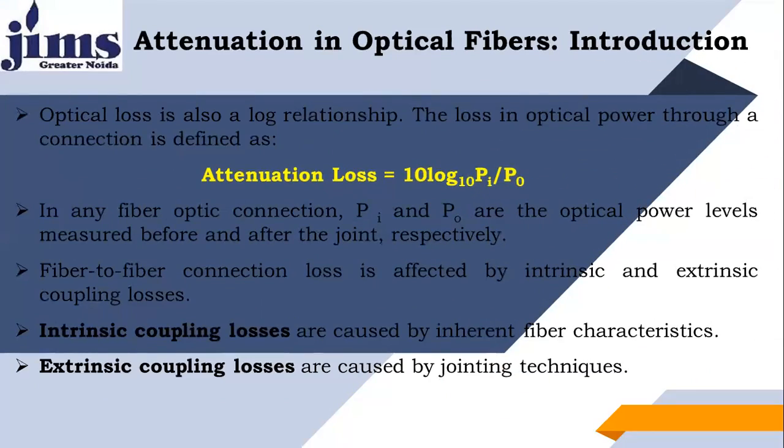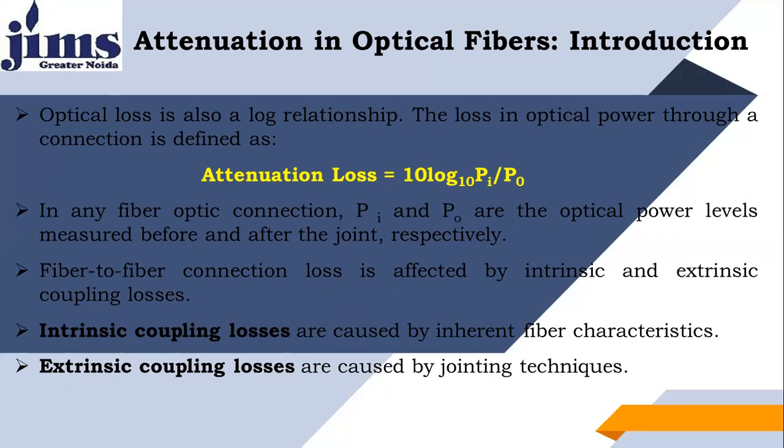Then optical loss is also a log relationship. The loss in optical power through a connection is defined as attenuation loss equal to 10 log to the base 10 Pi upon P naught. Pi is the input, P naught is the output. We already discussed this in previous slides. So this is the formula. This is the mathematical expression that gives you the attenuation loss in dB. And if you divide this expression by the length of the fiber, then you get attenuation per unit length, right? This we already discussed in previous slides.